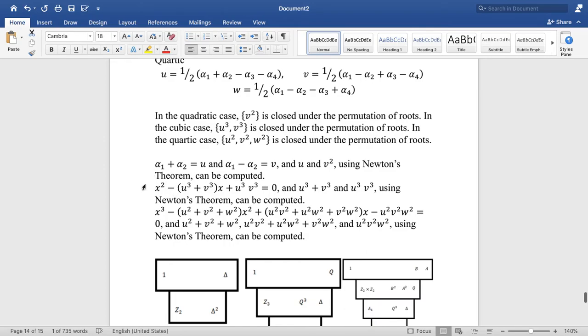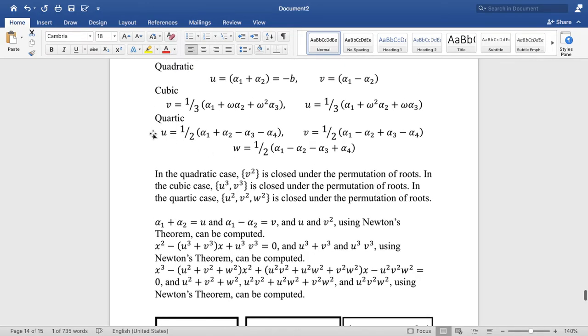So we can write a polynomial of lower degree, which is x squared minus (u cubed plus v cubed) x plus u cubed times v cubed is equal to 0. And u cubed plus v cubed and u cubed times v cubed are symmetric with respect to the roots. So that means we can write it in terms of the coefficients. Same thing for the quartic.